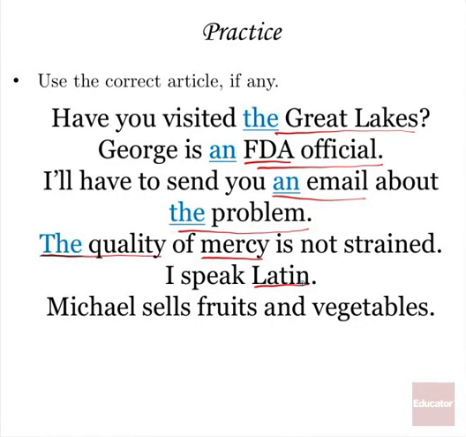Michael sells fruits and vegetables. Again, we have a plural noun, so we don't necessarily need an article in front of it. We don't say he sells the fruits and vegetables because that would imply he sells all the fruits and vegetables in the world. Any one person usually doesn't. So he sells fruits and vegetables.